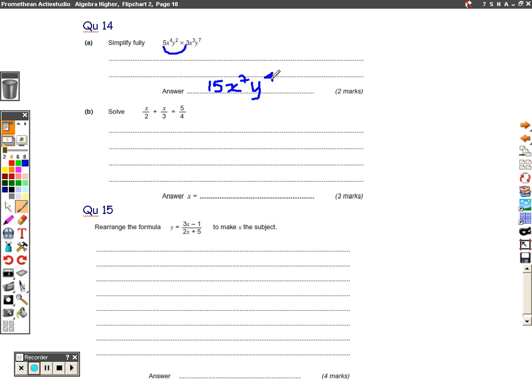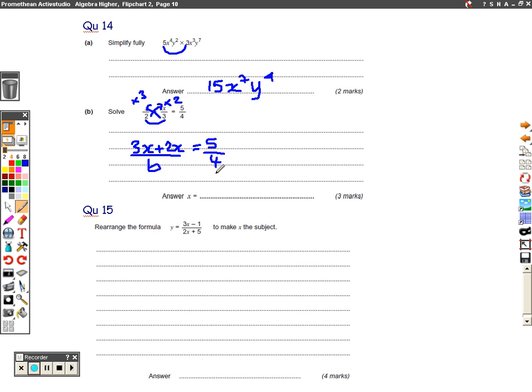Okay, part B, adding. Now, think outside the box. You're adding 2 fractions. Okay, and we don't like fractions. So we need a common denominator. Common between 2 and 3 is 6. So multiply this fraction by 3 and this one by 2. So you're cross multiplying there. So you're going to have 3x plus 2x is equal to 5 over 4.